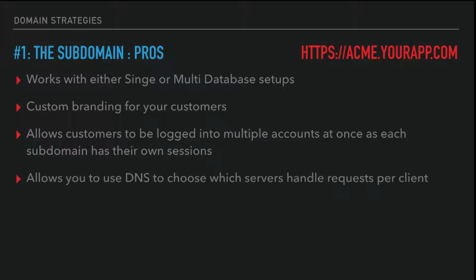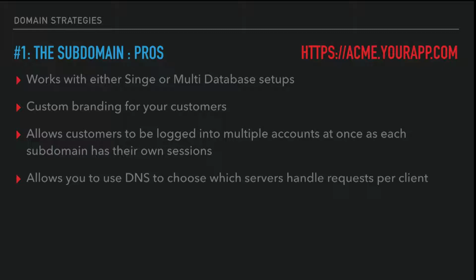The first one I call the subdomain approach. The benefits of this are that it works with both single and multi-tenant apps, and it provides custom branding to your customers, which a lot of customers will want. That's probably one of the most requested features when you don't have it this way: they want some way to brand it themselves. It allows your customers to be logged into multiple accounts at the same time, basically multiple subdomains, because they have their own cookies. So you don't have to worry about writing something custom under the hood, which isn't fun. And it also allows you to use DNS to choose which servers handle which customers. Getting back to the clusters standpoint, if you had US and EU clusters, you want to send that traffic to the best place to handle that. You don't want to have to bounce it all over and deal with that setup.